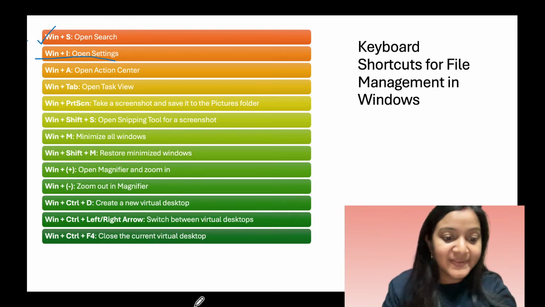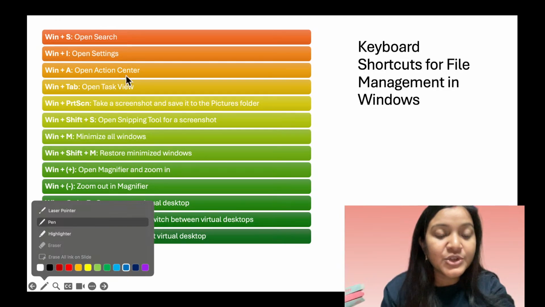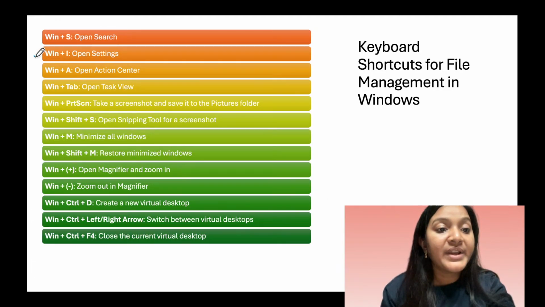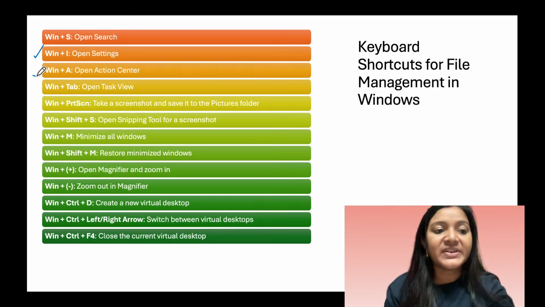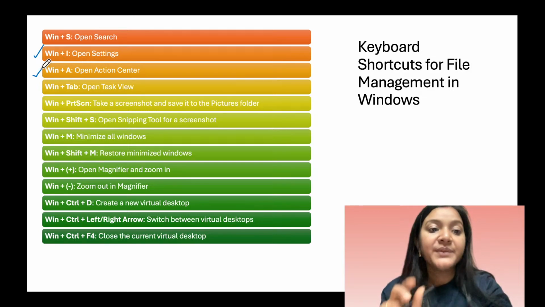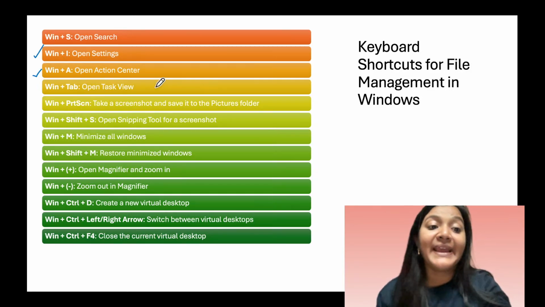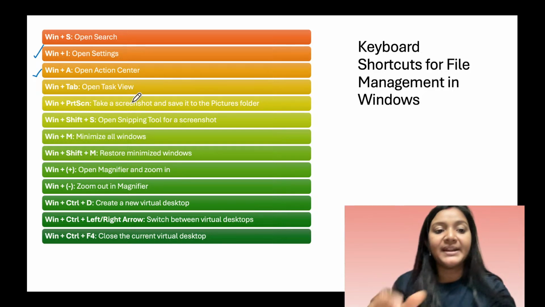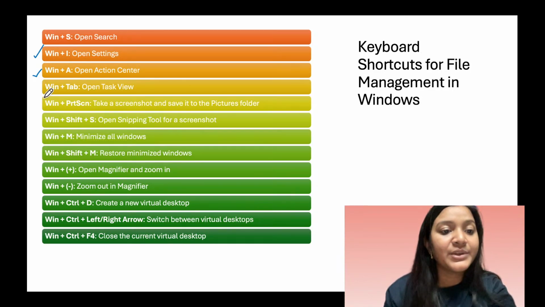You can take a screenshot of this, or later on after the session also, you can take a screenshot of all of these so that you remember it. So Windows plus I is to open the settings. There is also a program called Action Center. The shortcut to that is Windows plus A. Now what is Windows plus Tab? That is Open Task View. Task view is a view of how you want to view all the files. So for that, Windows plus Tab.